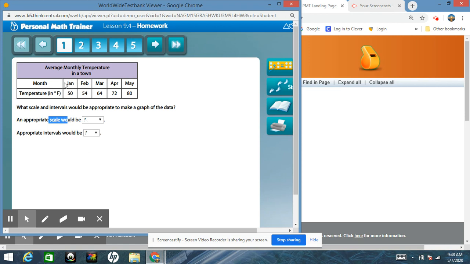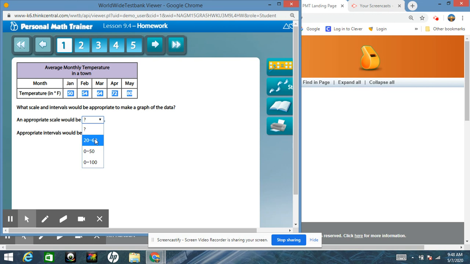Now, I'm looking at my table and it's telling me the average monthly temperature from January to May, and I can see my temperature is increasing. My first month of January starts with 50 and my last month of May is 80. So you have to use that. Appropriate scale means what numbers would be best to use if I were to make a coordinate grid.